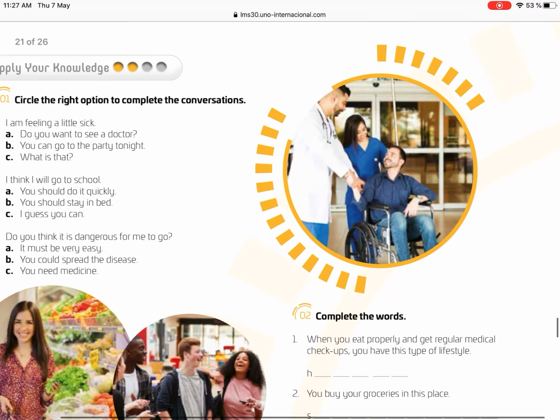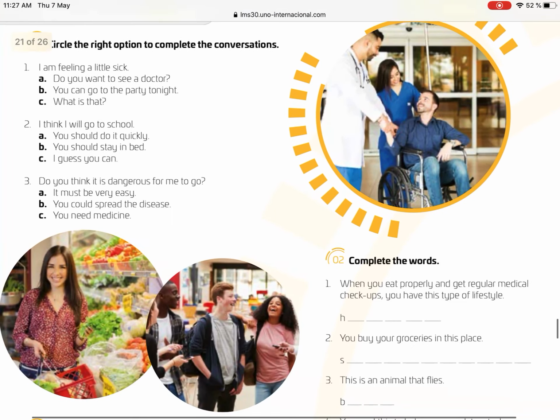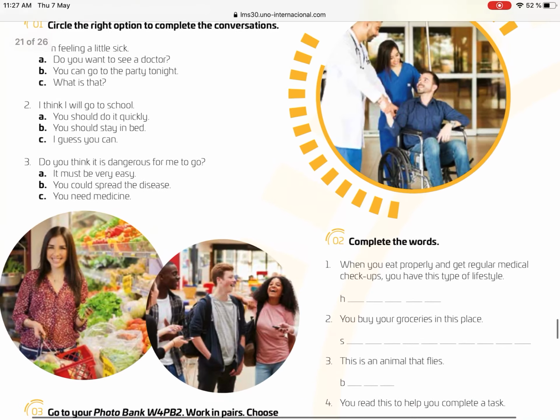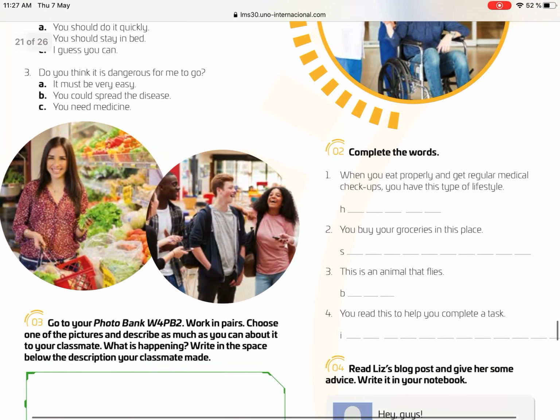64. We have some work this week, I know, but it's absolutely necessary to finish this topic as fast as possible. Here we have: circle the right option to complete conversations. Just circle the correct option. Number 1, I'm feeling a little sick. Number 2, I think I will go to school. Number 3, do you think it is dangerous for me to go? So just circle the answer that you think is correct.